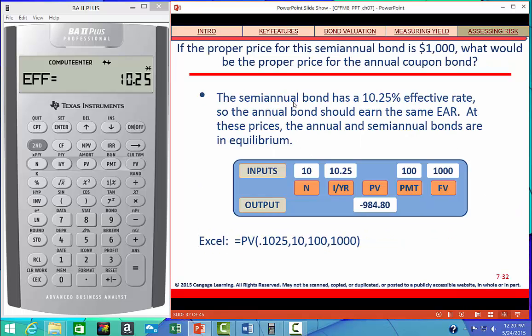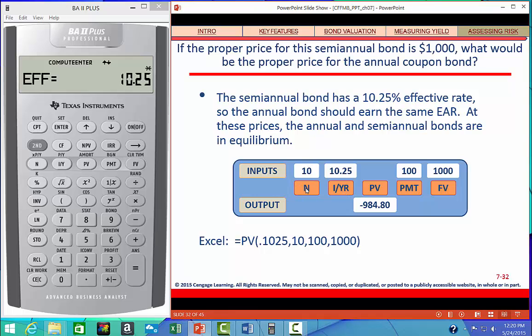And now we have a kind of strange question. If the price for this semi-annual bond was $1,000, what would be the proper price for the annual coupon bond? So we have to look at this whole semi-annual rate and use that to discount the cash flows back to figure out what the price would be for the annual bond.